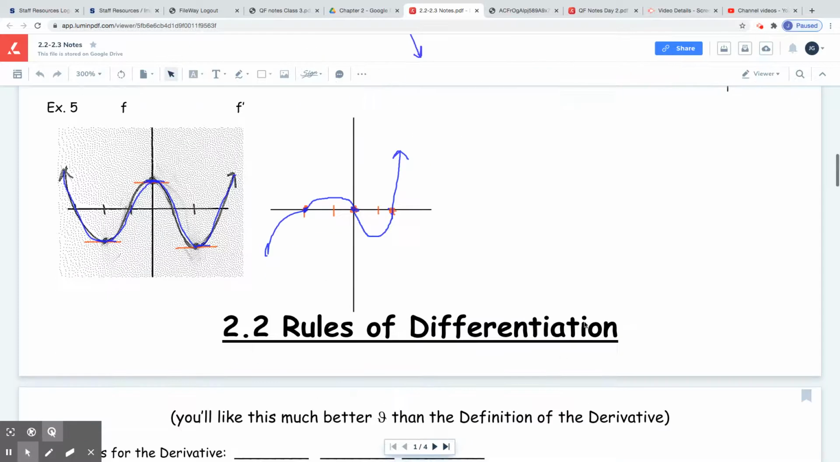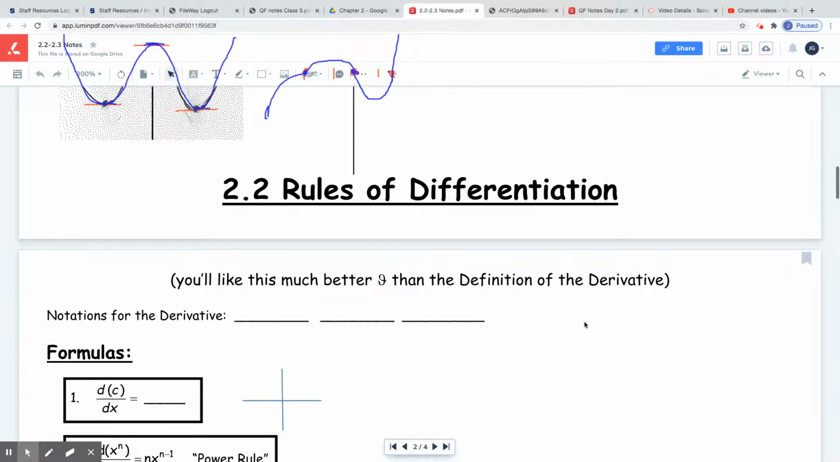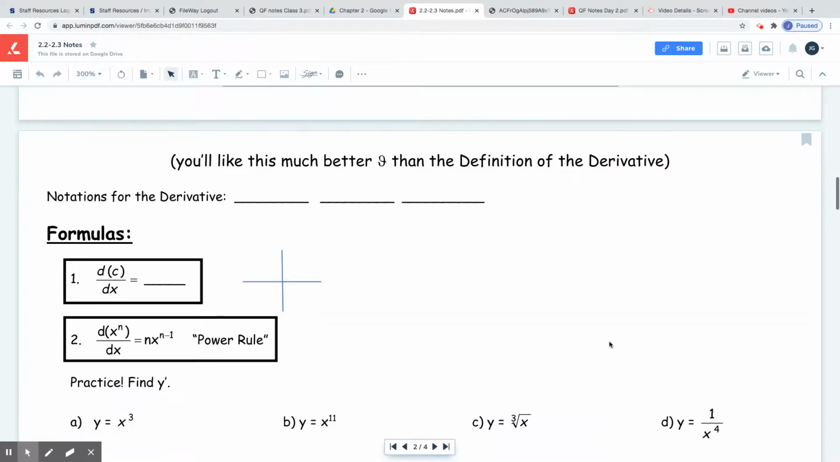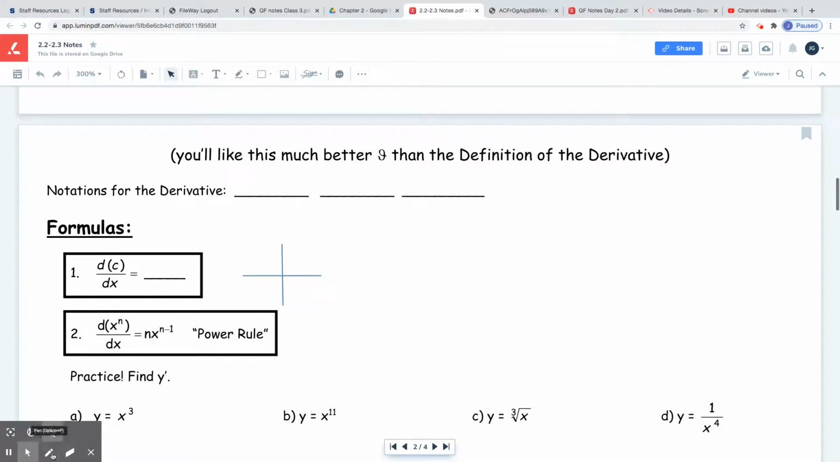Now, rules of differentiation. And you'll like this much better than the definition of derivative. I can promise you that. All right, notations of the derivative. We talked about that already. You can have y with a little apostrophe, you can have f prime of x, or you can have dy over dx.